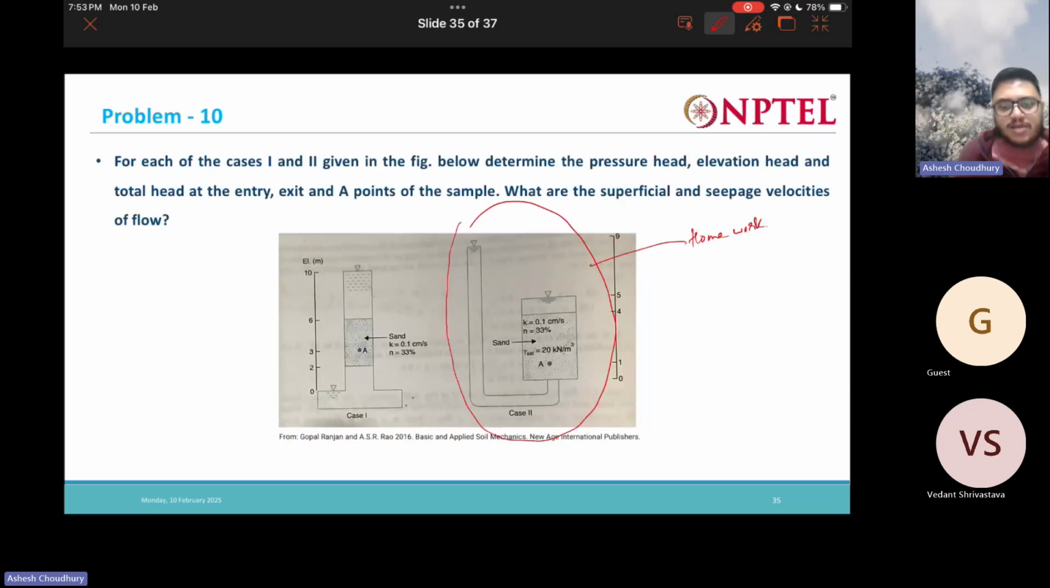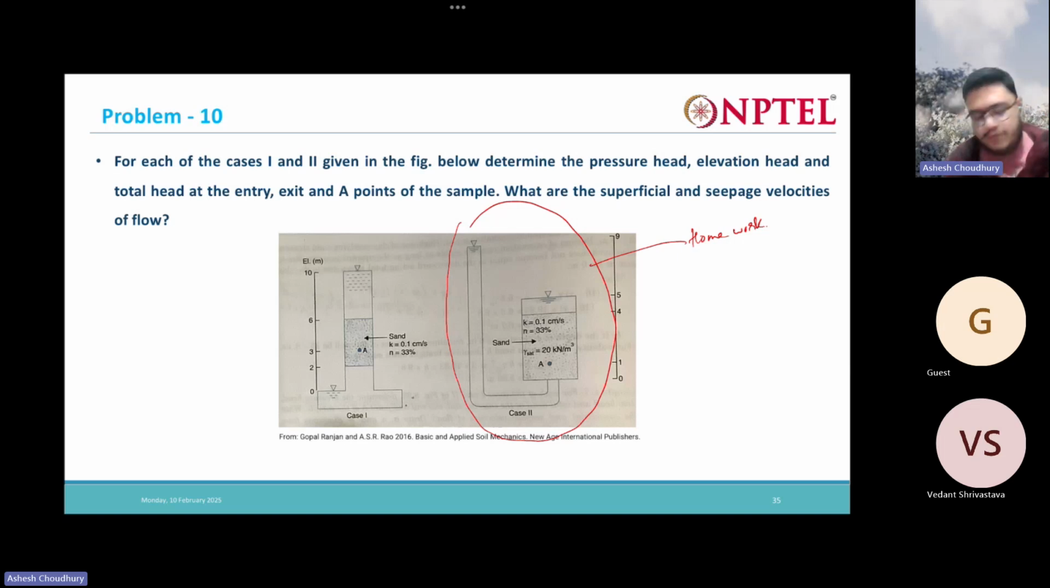I hope everything was clear in today's session. First we discussed all the topics about compaction. We studied compaction and solved some problems on it. We saw what compaction is, the compaction curve, how to get the compaction curve, how to get the optimum moisture content, and how to get the maximum dry density. Then we introduced the topic of permeability, saw what permeability is, and solved some problems on it. I hope all these things were clear to you.